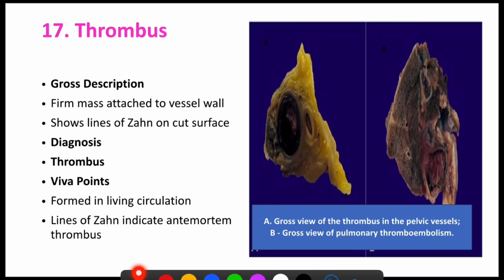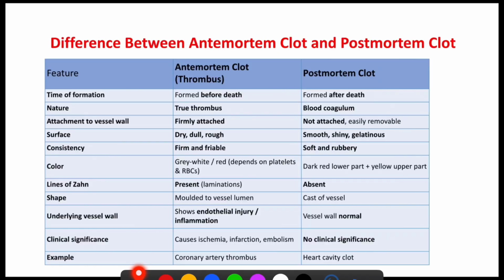So what are the viva questions? What is a thrombus? It is formed in the living circulation, and lines of Zahn means there are alternating dark and light lines in the thrombus, which is due to the presence of RBCs and fibrinous material, giving a red as well as white colored appearance.